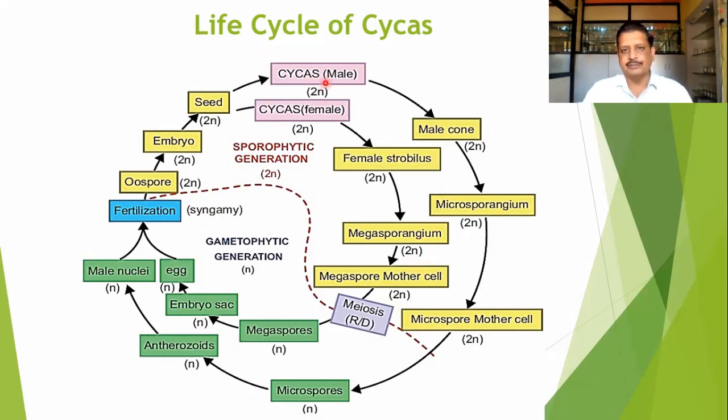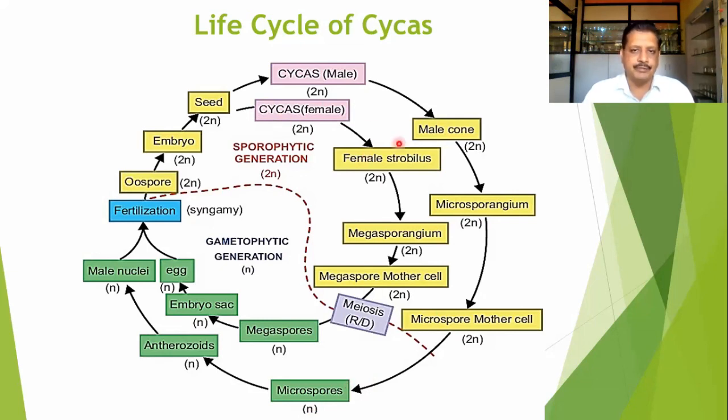The cycas male cone and the cycas female strobilus, because cones are not developed here, so it is called the strobilus, give rise to the microsporangium, and this microsporangium gives rise to the microspore mother cell. Up to this level they are diploid in nature. Then meiosis takes place, and after meiosis, from a diploid cell, four haploid microspores are generated.